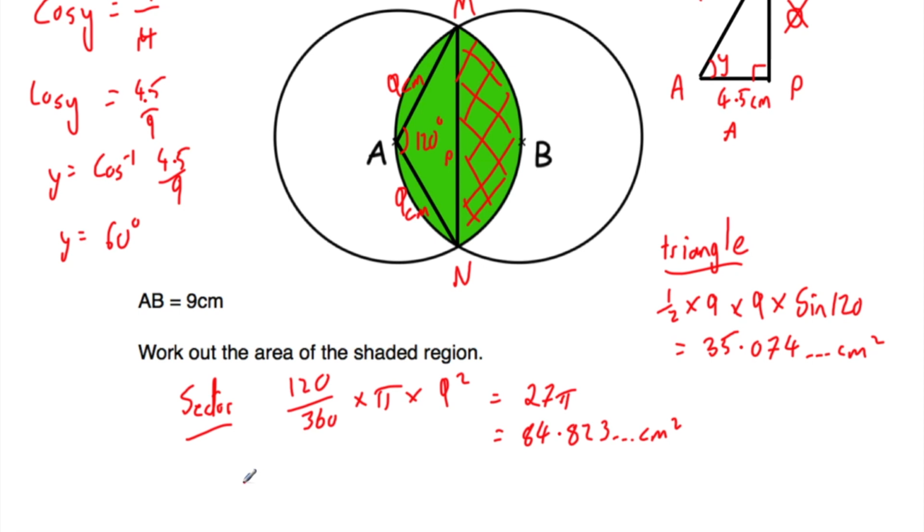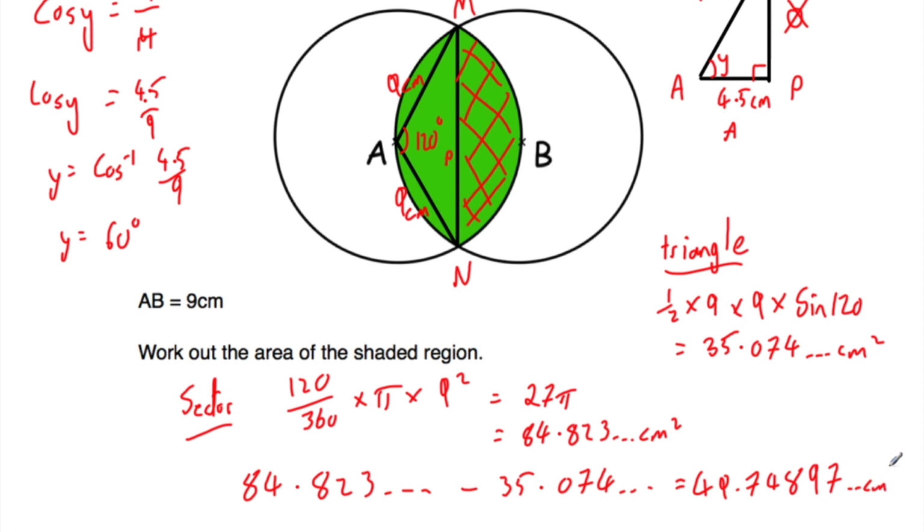Okay, so if we do our 84.823 and so on, take away 35.074 and so on, that's the area of the shaded region, and that's equal to 49.74897 and so on centimeters squared. So that's the area of this shaded region, and that's half of the area of the whole region. So if we double it, that'll then be the area of the whole shaded region. So let's do that.